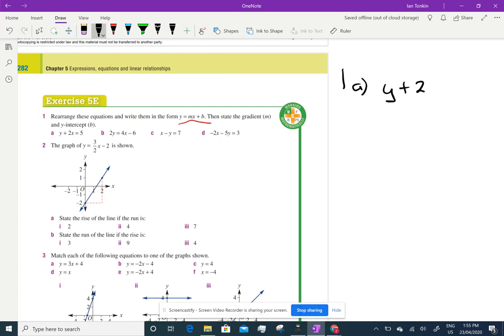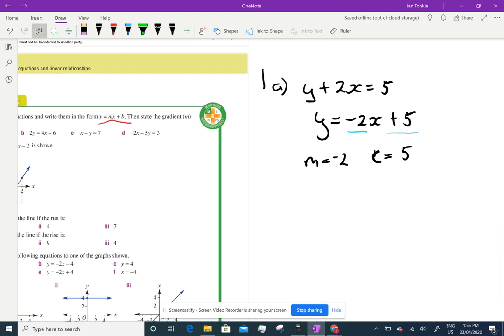Question a: y plus 2x equals 5. Take the 2x over the other side. It's minus 2x, and I get plus 5. The gradient is negative 2, and the y-intercept, which I'm going to call c, is 5. And it's positive 5 because you have to take the sign as well.